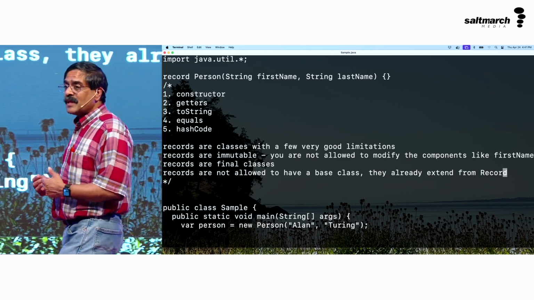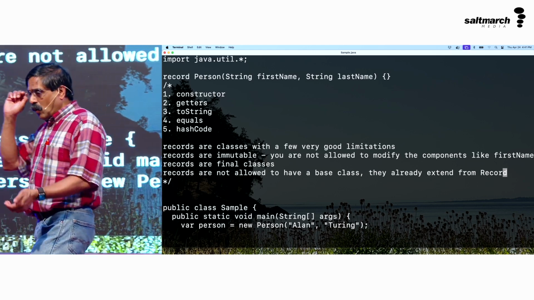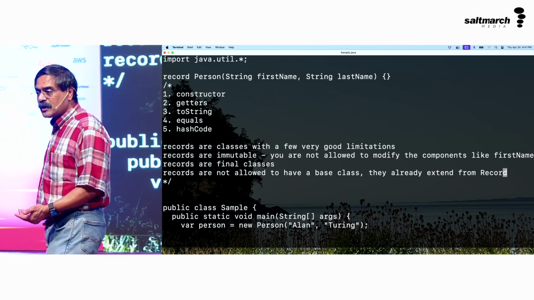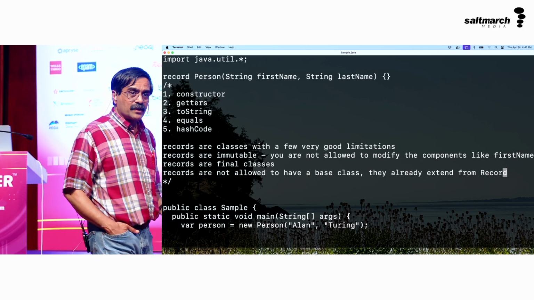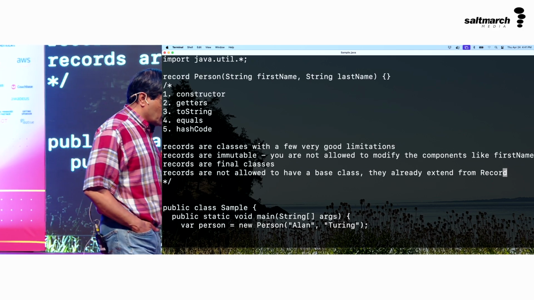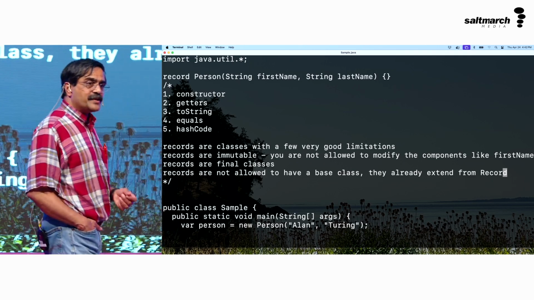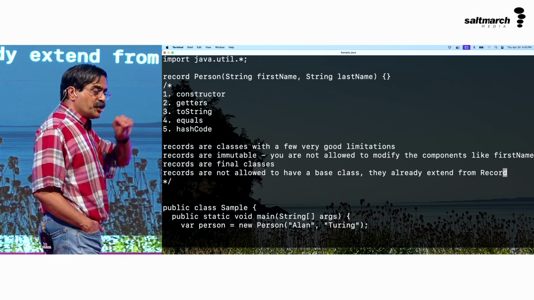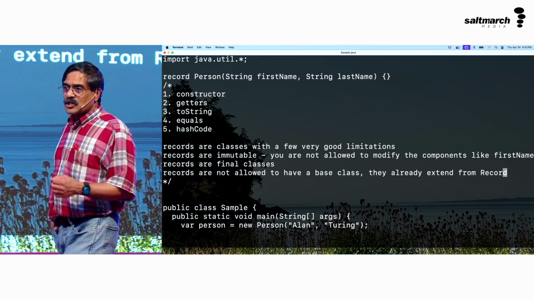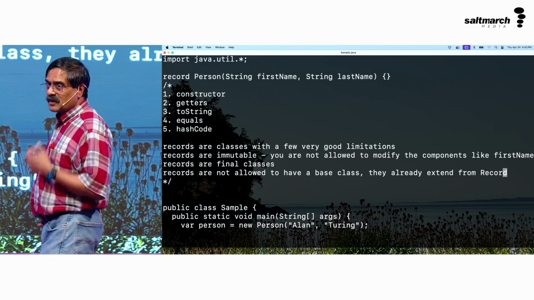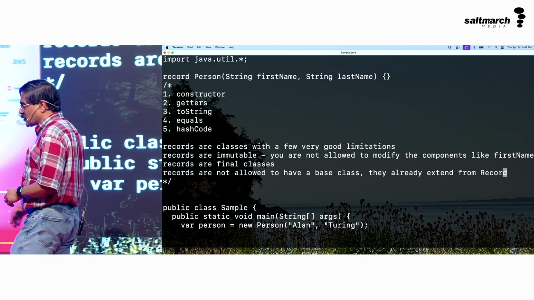What if I want to do something special? The general recommendation is don't implement a canonical constructor. Instead, implement what's called a compact constructor. The compact constructor is much more concise and removes the reason to redundantly initialize properties that you don't have to really change. So that's why it's a compact constructor. That's a recommended practice in terms of how you write those constructors as well.